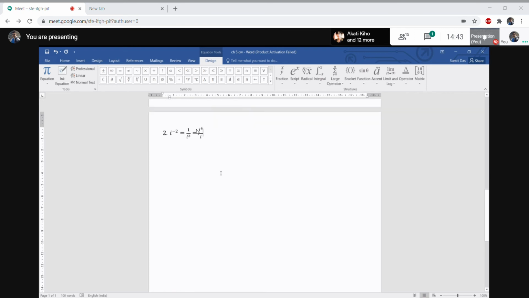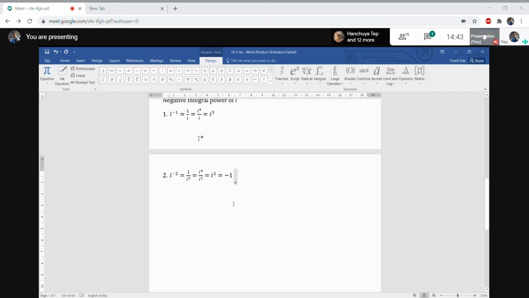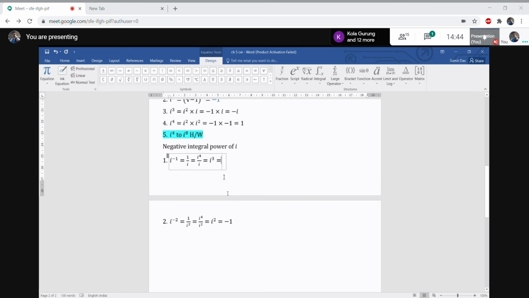Okay, so down it will be i square. So it will be i to the power 2, i square, which value is minus 1. Here you can put the i cube value. I cube value you already got from there, that is minus i, right? We can write like this: i to the power minus 1 equal to minus i. Similarly, i to the power minus 2 equal to minus 1.